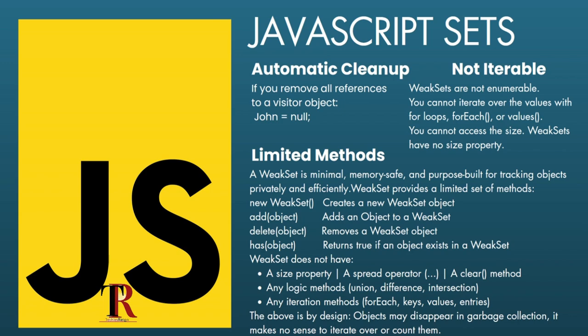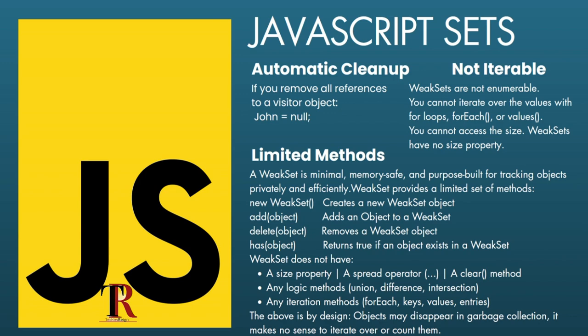WeakSets provide a limited set of methods. When you want to work with WeakSets, there is a very limited number of methods, and here are four common ones that you always see. The first one is new WeakSet. It creates a new WeakSet object. When you want to create a new WeakSet, you use the new WeakSet constructor. The other one is add(object). It adds an object to a WeakSet. You have seen that in practice. delete(object), we have used that one too. It removes an object from a WeakSet. And has(object), we have used it as well. It returns true if an object exists in a WeakSet.